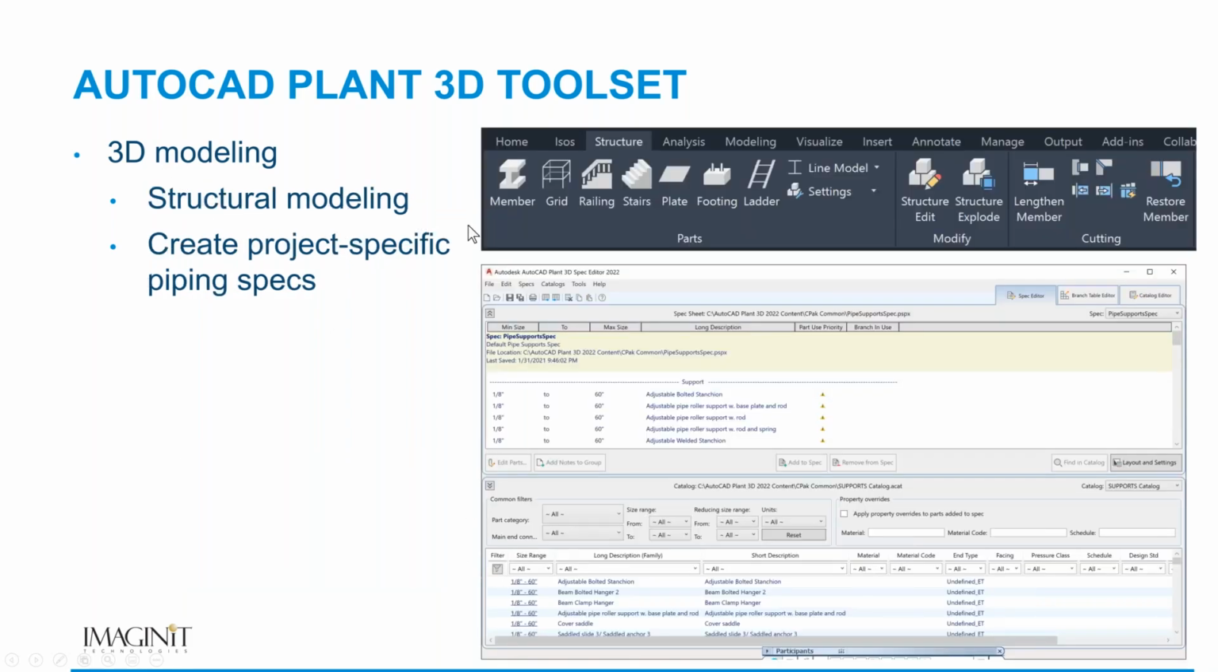3D modeling, so structural modeling under the structure, so you can add structural members, grids, railings, stairs, plates, footings, ladders, line models, things like that. You can do structure edit, structure explode, and you're going to see here that you have an entire spec editor as well for your piping specs. So this stuff in here, that's your structures. If you need to put up a railing, you click railing, you pick the type of railing, your standard, and you apply it to the side, it puts your railing in for you.